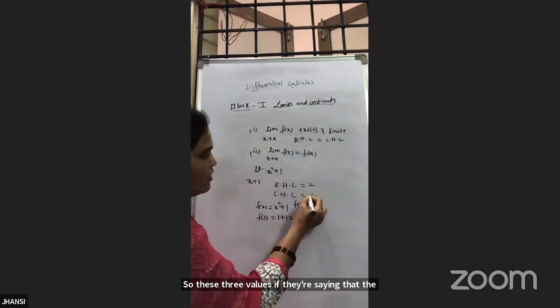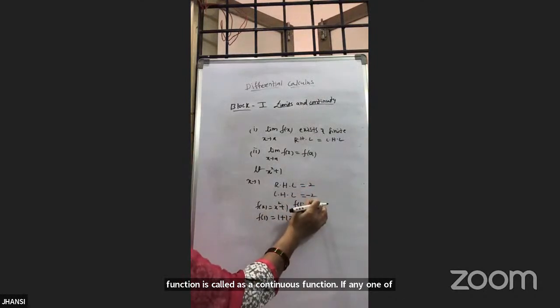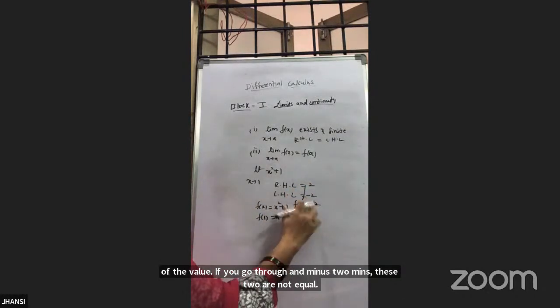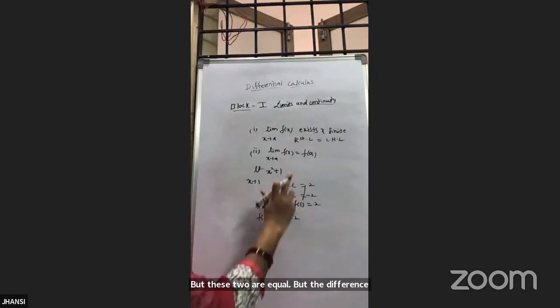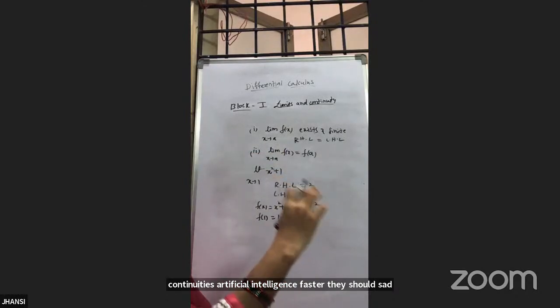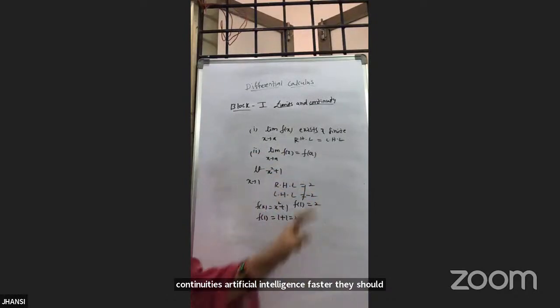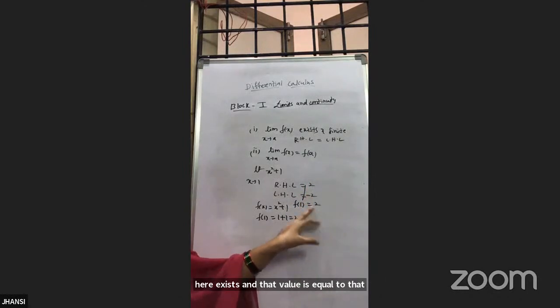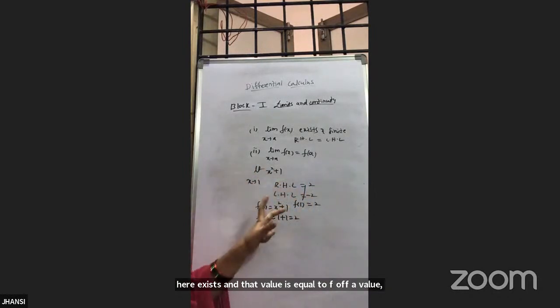If any one of the values differs, say you got 2 and minus 2, then these two are not equal, even if the other two are equal. The definition of continuity involves RHL and LHL: first, they should satisfy the limit, it should exist. If the limit exists and that value equals the f of a value, then the function is called a continuous function.